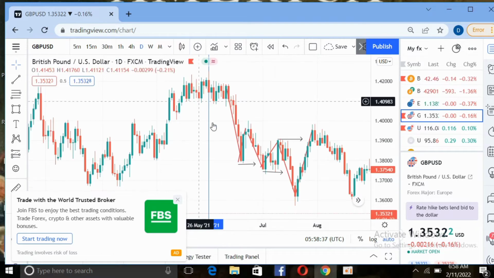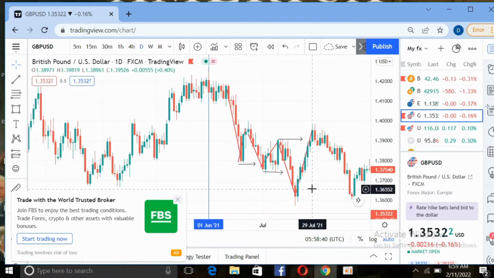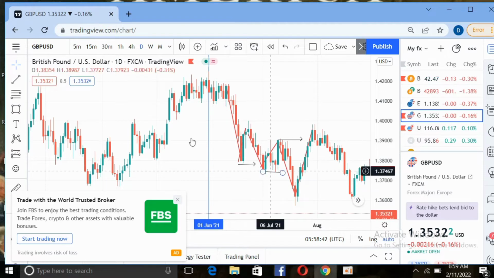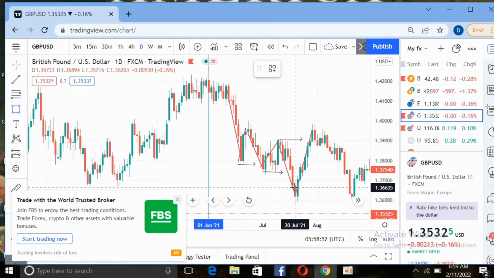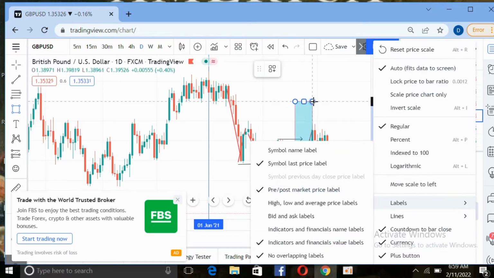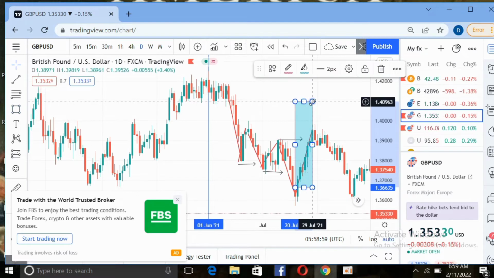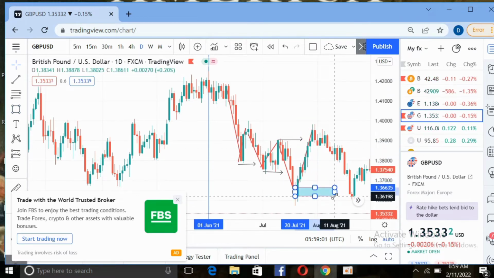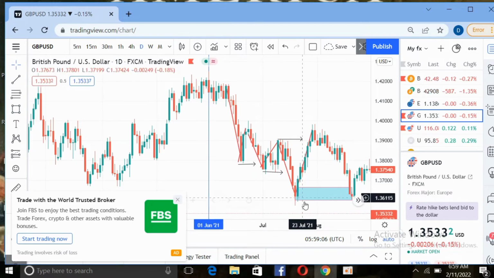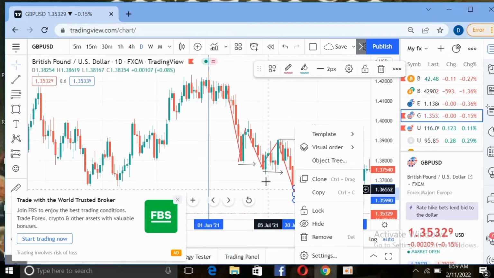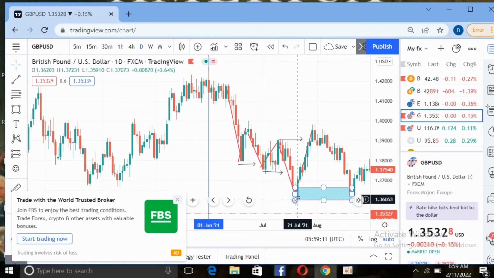Let me go to them. Yeah, you can see that. This is how I've been identifying my structures.